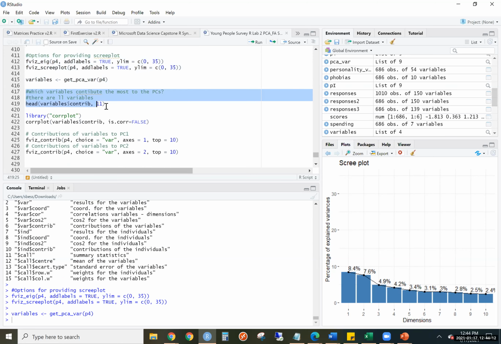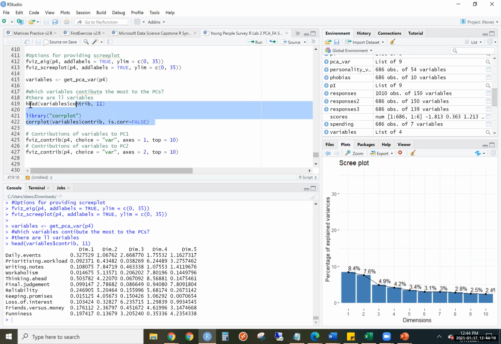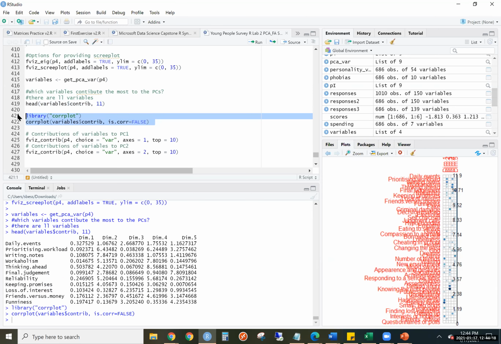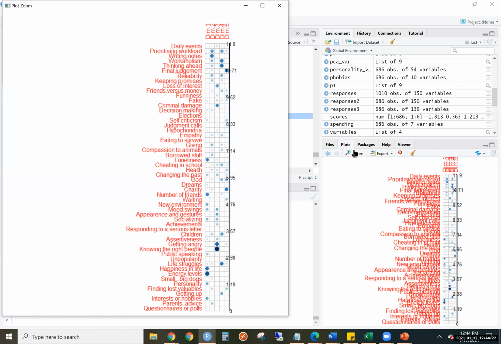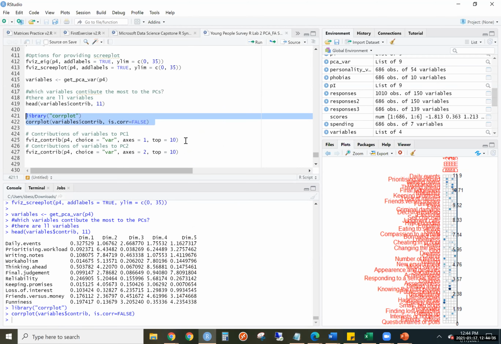The nice thing about this is we can also use a cor plot to see which variables give us the most contribution. The ones that are darker and larger are the variables that are contributing most. This might also help us if we want to reduce the number of variables and only do that.